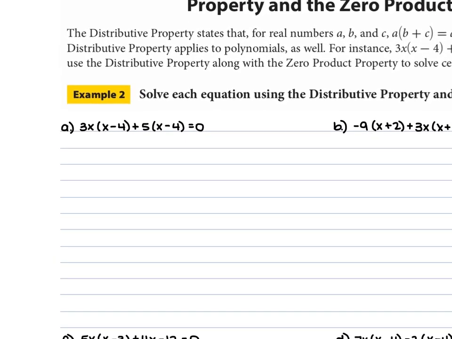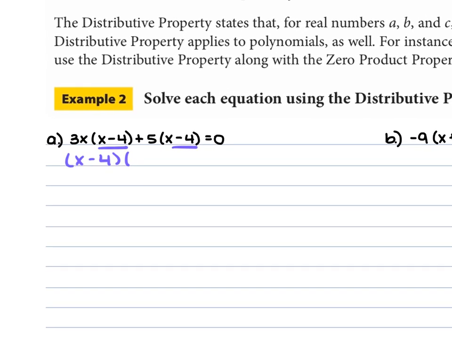For example 2a, we have 3x times x minus 4 plus 5 times x minus 4 is equal to 0. So this is factored for us about halfway. So we want to think of this like factor by grouping. Your two parentheses are the same, so we're going to rewrite one of them. And then we're going to form another set of parentheses with the 3x and the 5. So this is giving us x minus 4 times 3x plus 5 is equal to 0.